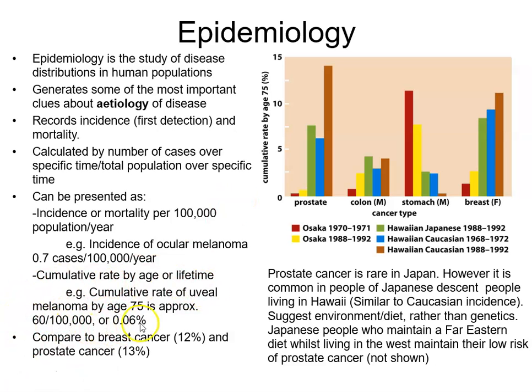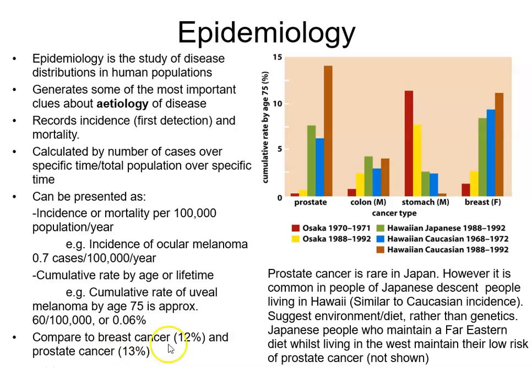You could also express that as a cumulative rate by the age of 75. It's 60 in 100,000, which seems to be quite high, but still nothing like this sort of level here, because 1,600,000 sounds quite high, but we're dealing with 0.06%, which would barely even register on this graph. So it is a very, very rare tumour. So this figure is the uveal melanoma incidence by the age of 75.